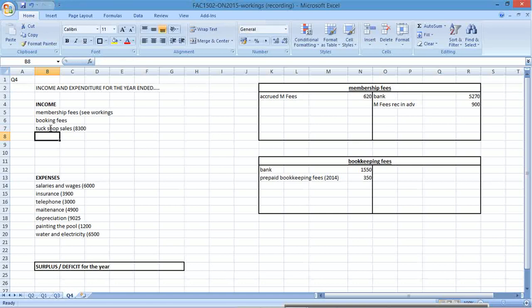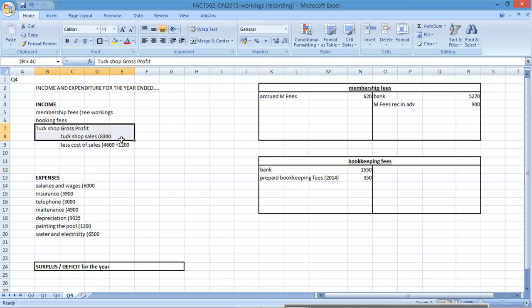Tuck shop inventory. Okay, so the tuck shop sales needs to work out a gross profit. So I would actually add a line here. Tuck shop gross profit. Tuck shop sales would be a working for this. Then I would less the cost of sales. The cost of sales will be the opening stock, which you've got, is 4,600, plus the tuck shop purchases, which is 1,200. So that's cost of sales as a separate calculation.